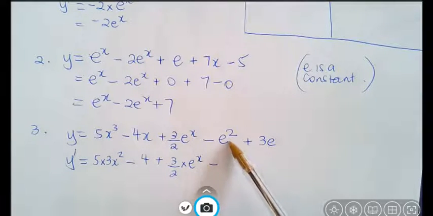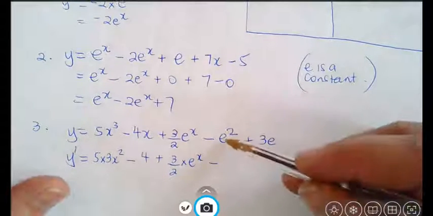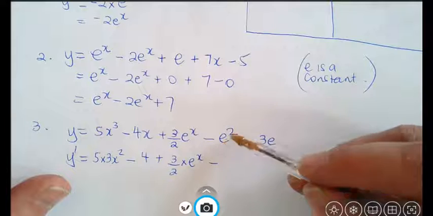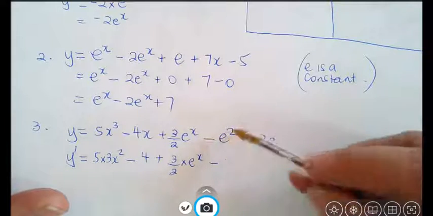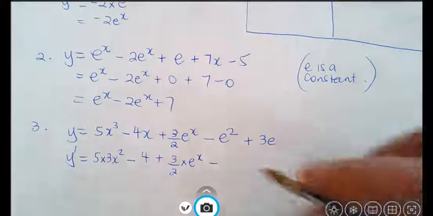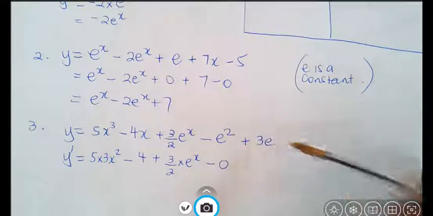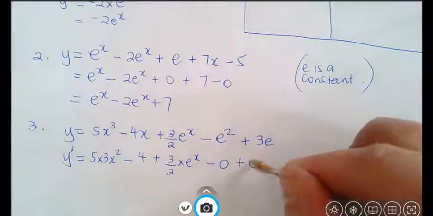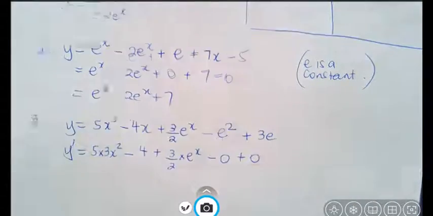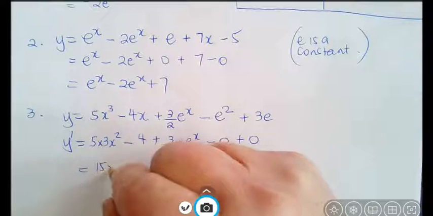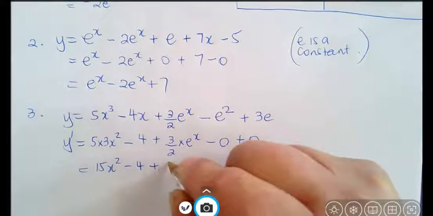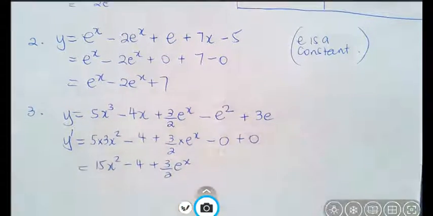But if you think of e, every time you see e, just think, oh, that's approximately 3. Just like we do with pi. When you see pi, you say, yeah, that's about 3. Do the same for here. So it's minus 3 squared, so it's really just like it was minus 9 here, approximately. That's a constant. Now, what about 3 times e? That's just a constant. So our answer is 15x squared minus 4 plus 3 over 2 e to the power of x.